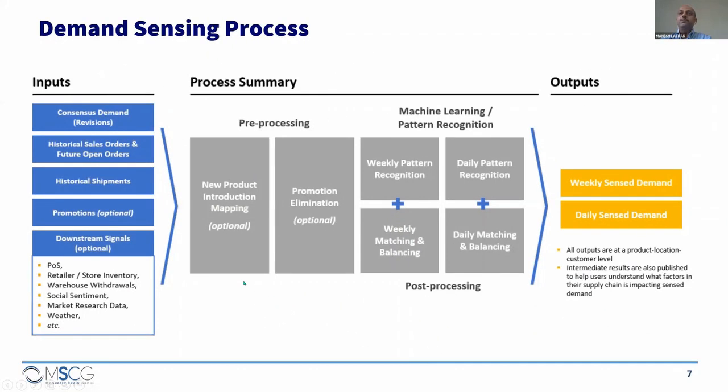As part of pre-processing, we've got two options here. You can also use product lifecycle planning as part of demand sensing for new products, and also the promotion elimination algorithm. This algorithm will eliminate the promotion data from the sales history, and it will smoothen that history so that we can use it for demand sensing output.